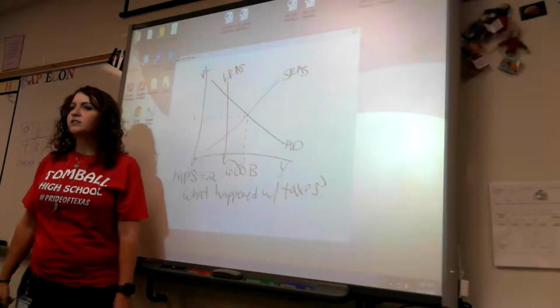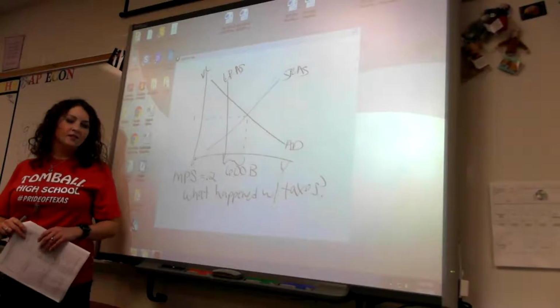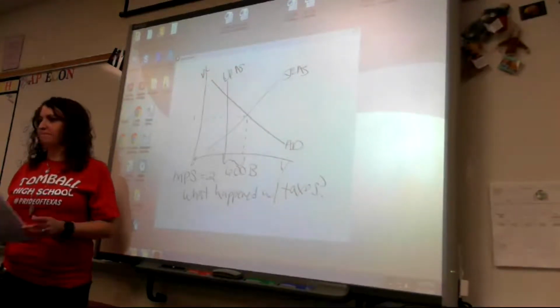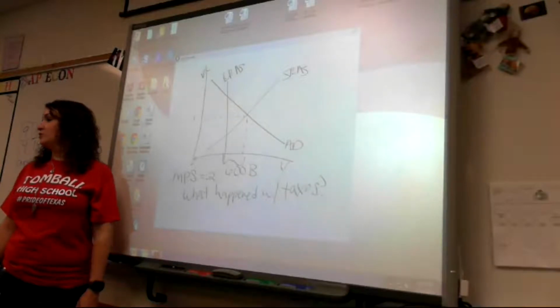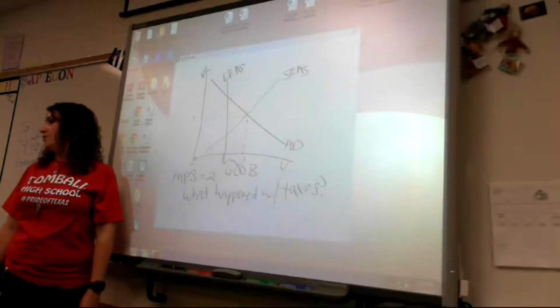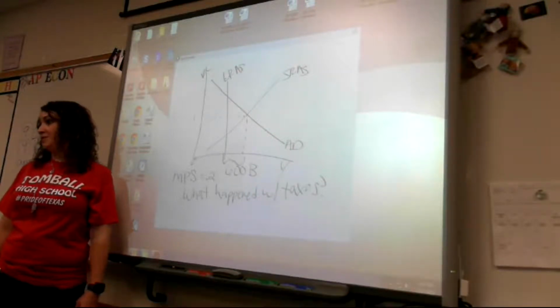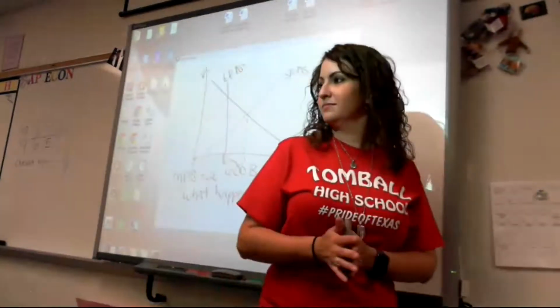Okay. To close this gap, something happened with taxes. The MPS is 0.2. What might have happened to close this gap? Go. So that was a change. Okay, 600 billion. Right? And then you gotta figure out something like that.